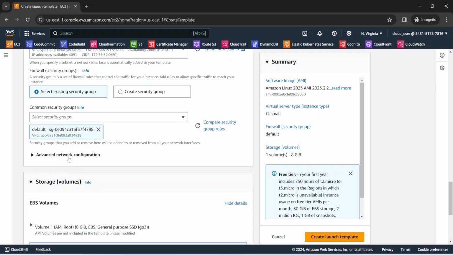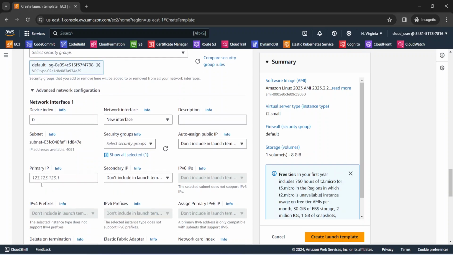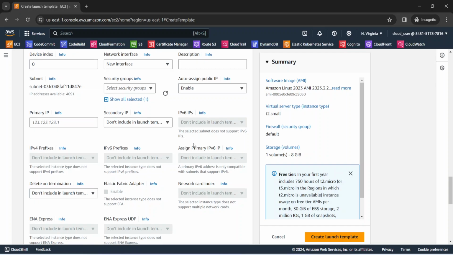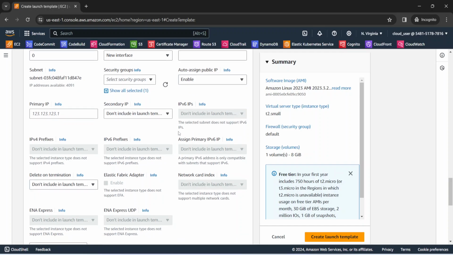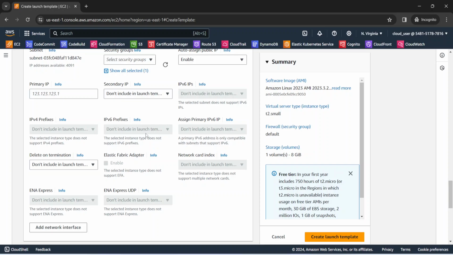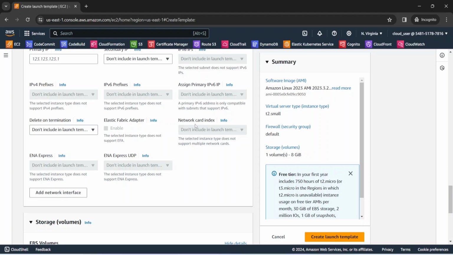If we open advanced network configuration, you have more fine-grained control over how you can assign the primary IP and the secondary IPs. If you want to auto-assign a public IP, I'll enable it so that it will get a public IP. Then we have the different IPv4 prefixes and IPv6 prefixes. We have delete on termination, network card index, and assign primary IPv6.